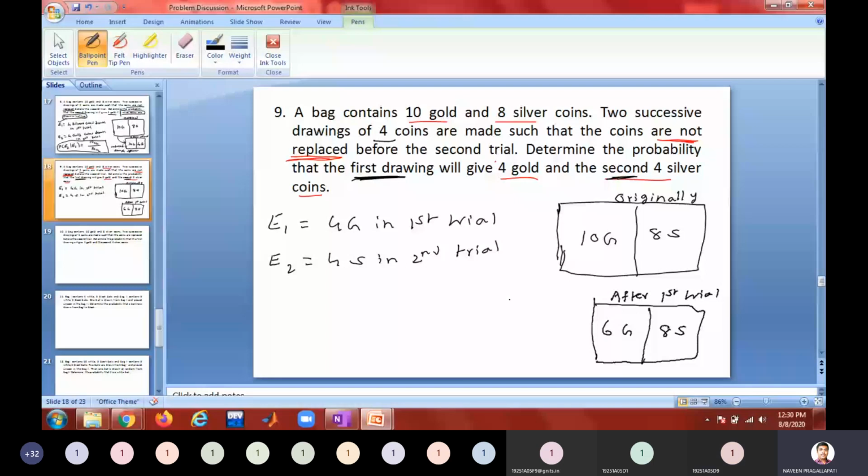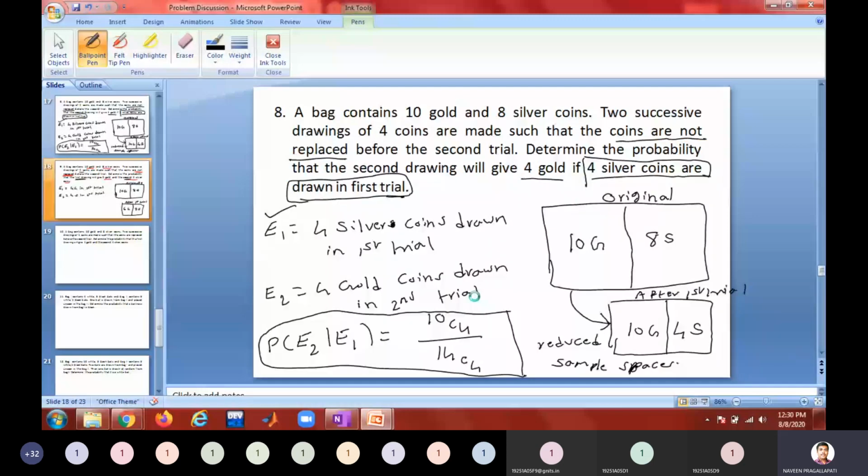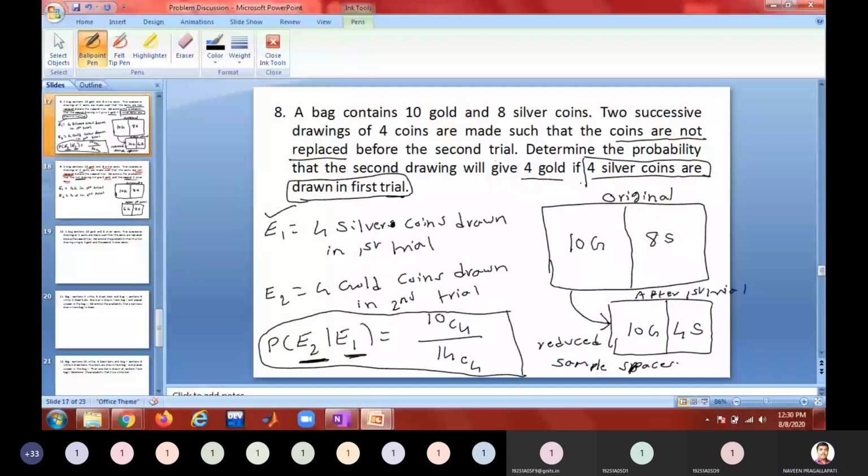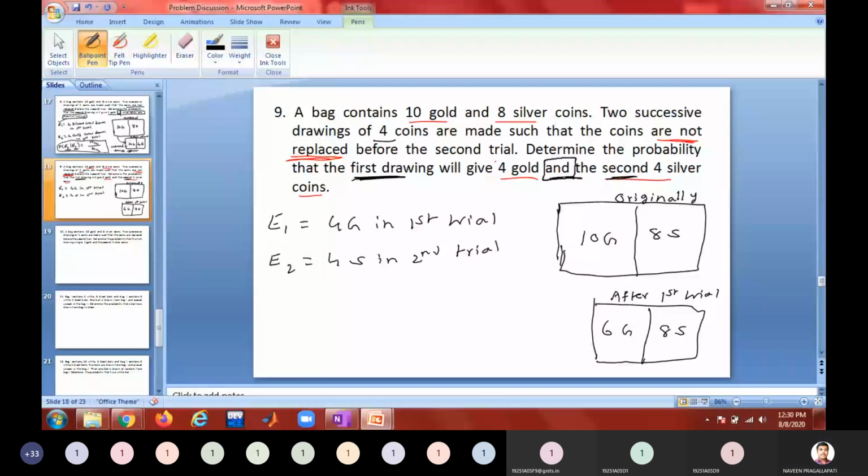Is it okay? Now, what is the question? How do I formulate? In the previous problem, my question was to find P of E2 given E1. I had to find the conditional probability. Now what kind of probability do I have to find in this problem? You might have observed that in the previous problem, 'given' is there. But here, 'and' is there. So how do you formulate?